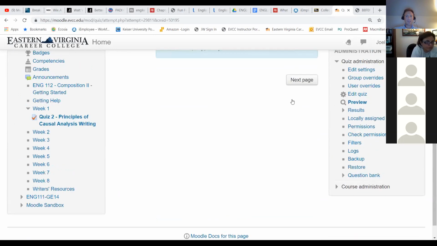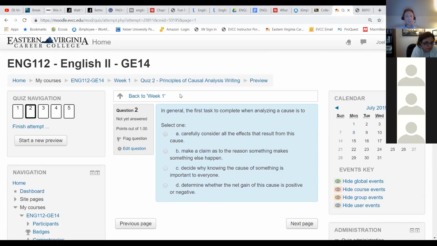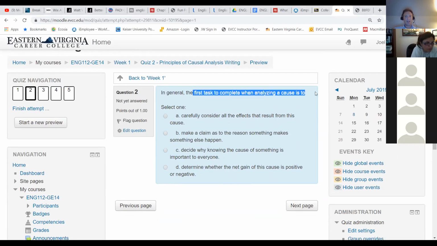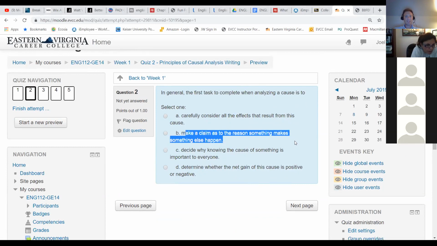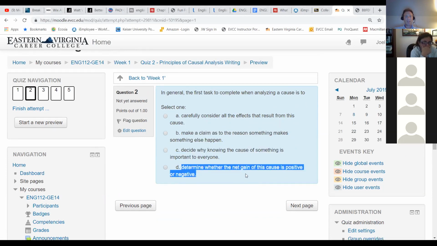Let's look at number 2. Ah, shoot, they're all on separate pages. I gotta fix that. Sorry about that. In general, the first task to complete when analyzing a cause is to carefully consider all the effects, make a claim as to the reason something makes something else happen, decide why knowing the cause of something is important to everyone, determining whether the net gain of this cause is positive or negative. What do you think? We got 1C, we got 1B.